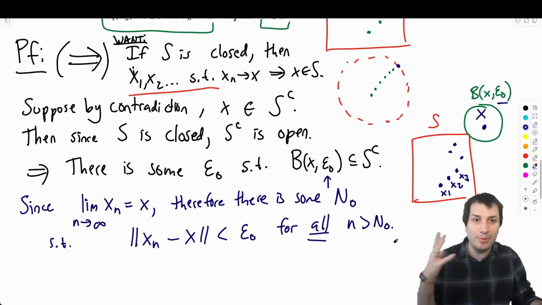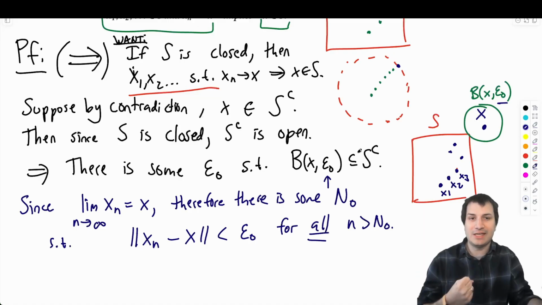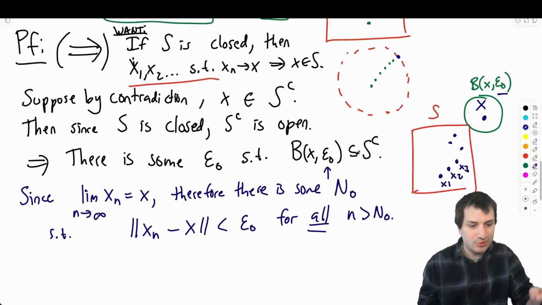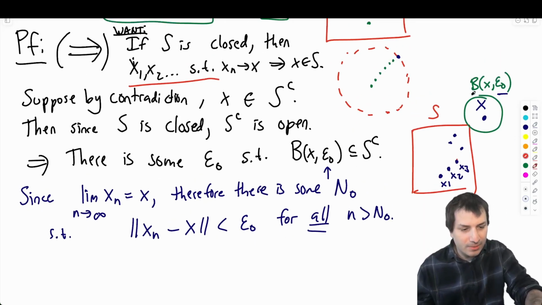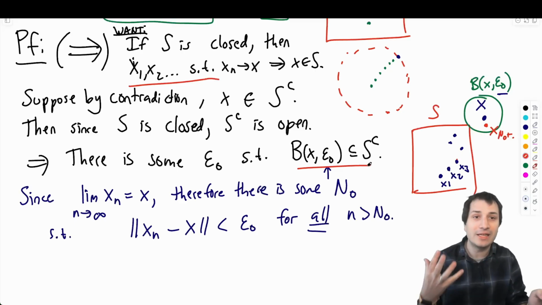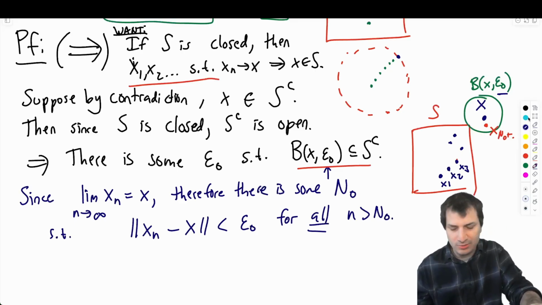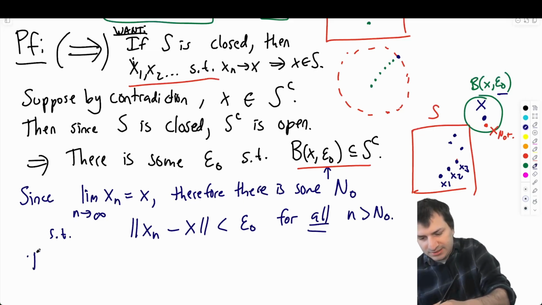Okay, so we've applied the property of limits converging with the epsilon naught we were given. That gave us an n naught. And now we have a contradiction. So what we're saying is that the points past xn naught onward, they are in this ball. But this ball, we said, is entirely in S complement. And that can't possibly be true. So this is a contradiction. Let's write it down.